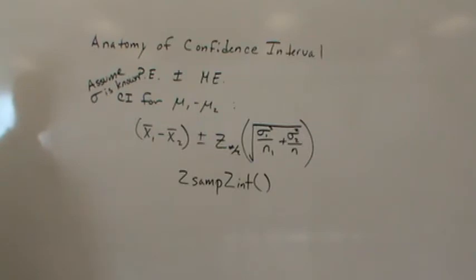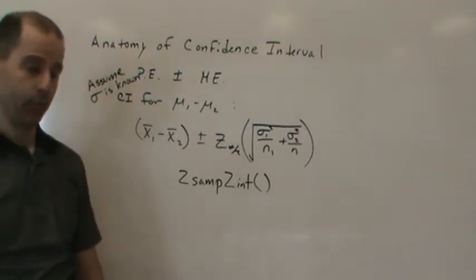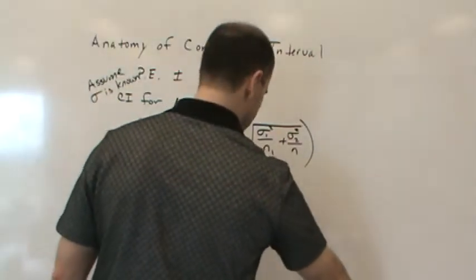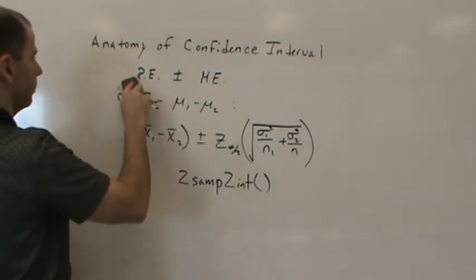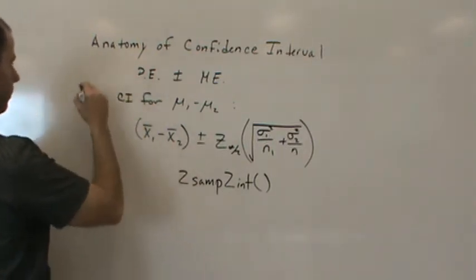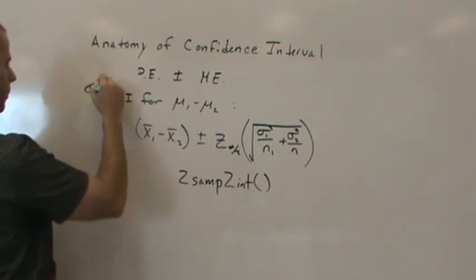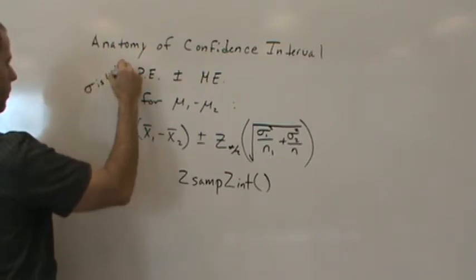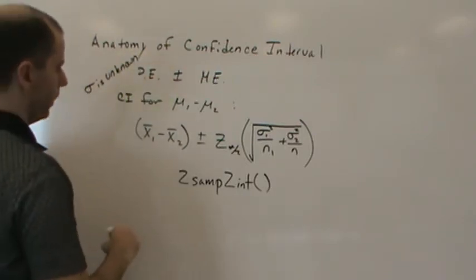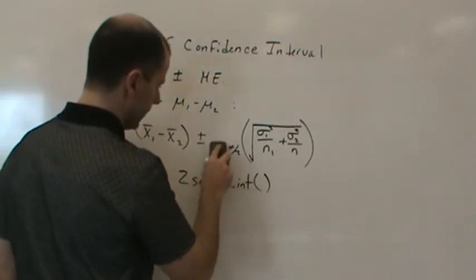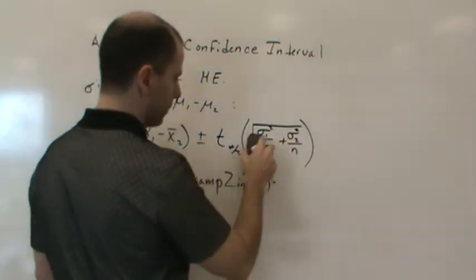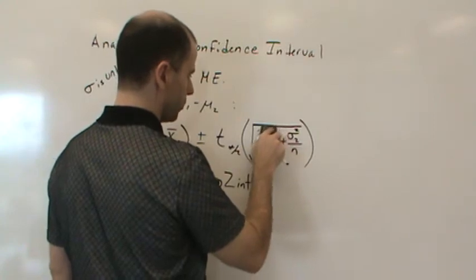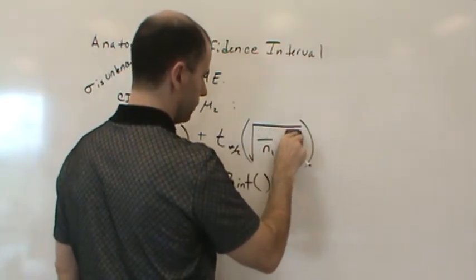Okay, so now, what if sigma is not known? Well, just like in Chapter 8, if sigma is not known, then what do we do? We replace z with t, and we replace sigma 1 and sigma 2 with S1 and S2.